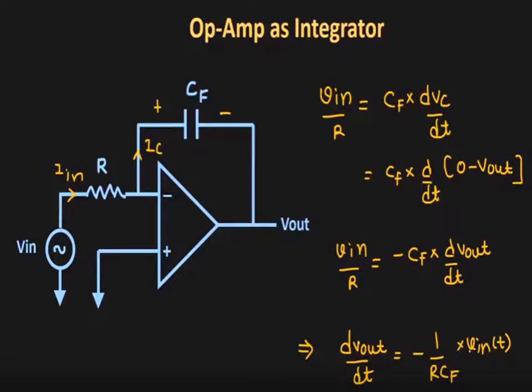The differentiation of 0 is 0 itself. So finally I will get Vin divided by R should be equal to minus CF into dV out divided by dt. I will rewrite this. So dV out divided by dt is equal to minus 1 by R CF into Vin.